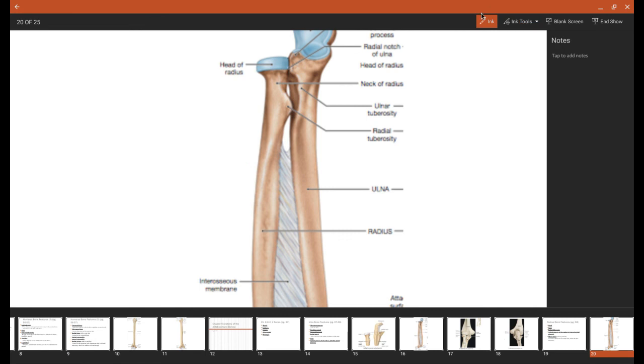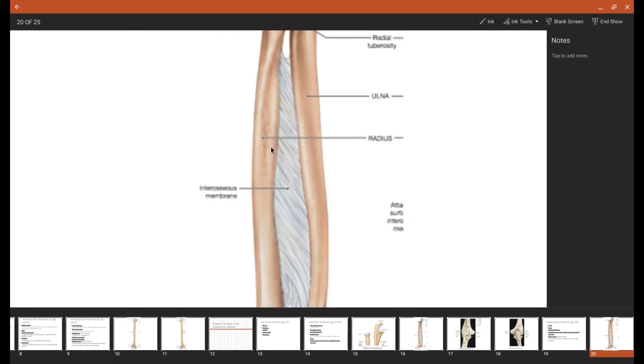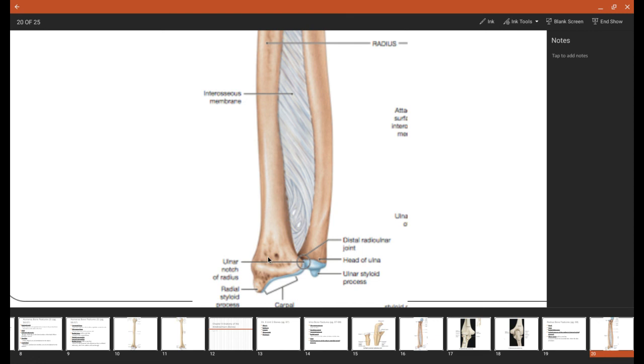As we continue down distally, we get down here to the distal end, and we'll see another point right here, which is going to be that radial styloid process. And then on this aspect, there's an indentation in the radius just called the ulnar notch, and that's where we see the ulna sitting in.